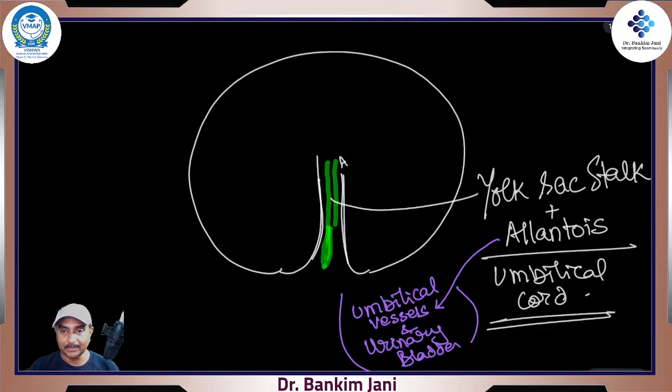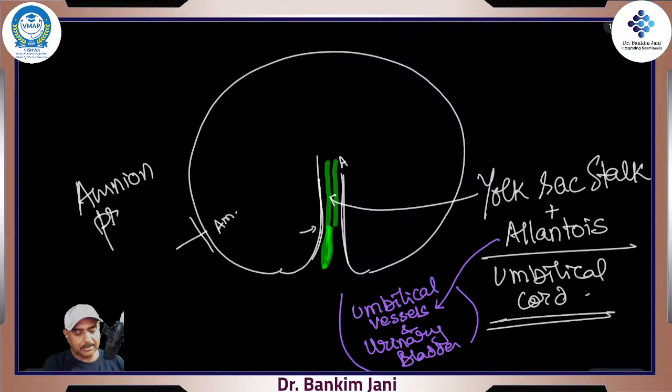So the situation is like this. The yolk sac stalk and the allantois are there, and then surrounding is all amnion. Amnion surrounds this umbilical cord also. And this amnion has pressed completely against the chorion, because this will be the outline, the amnion expanded.